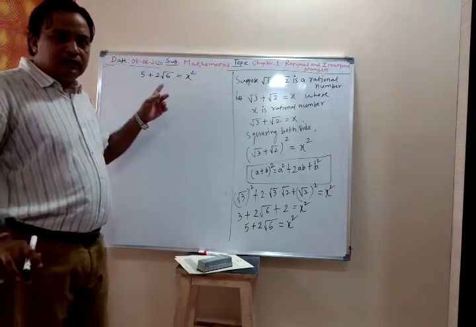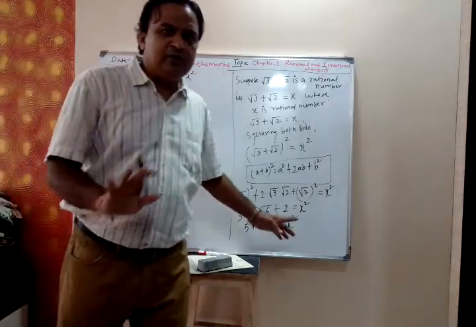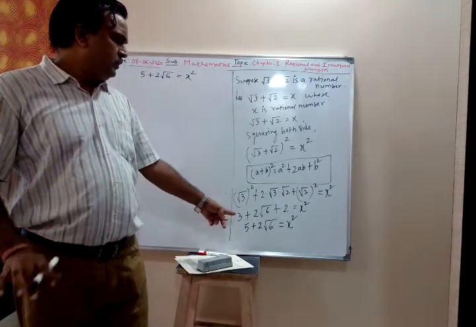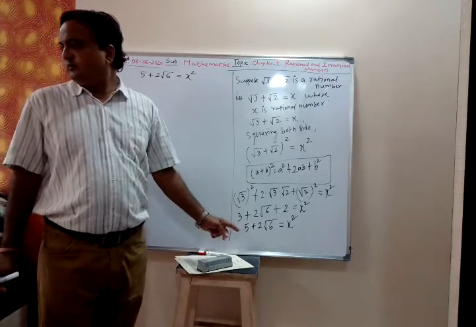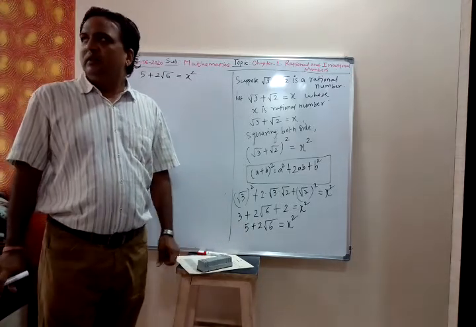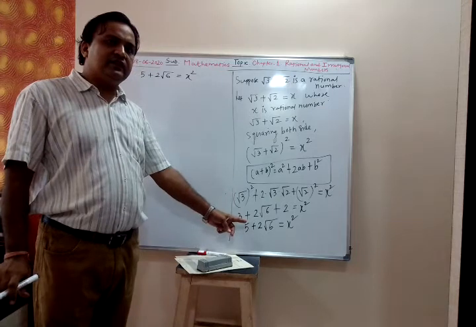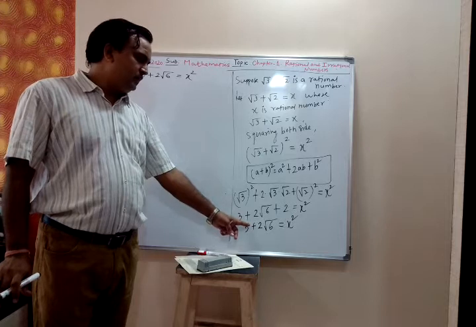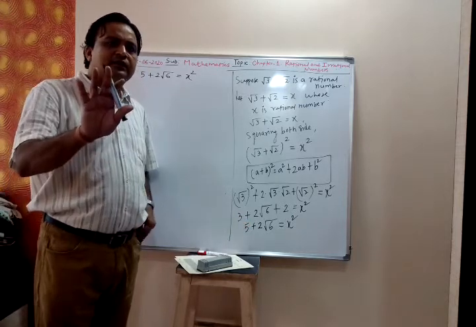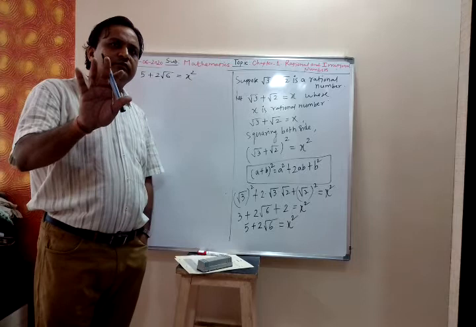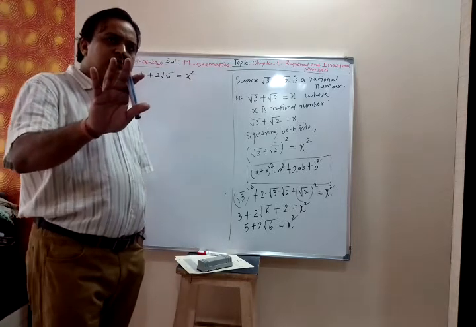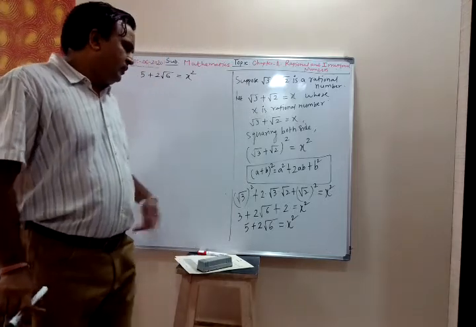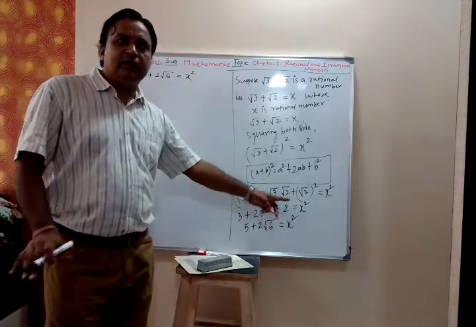Sir, we cannot see video. Are you able to see now? Sir, your video is off. 5 plus 2 root 6. It is coming. I will upload it, don't worry. 5 plus 2 root 6 is x square. Now it is clear.